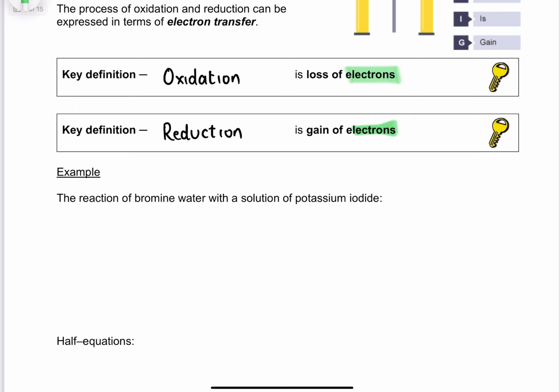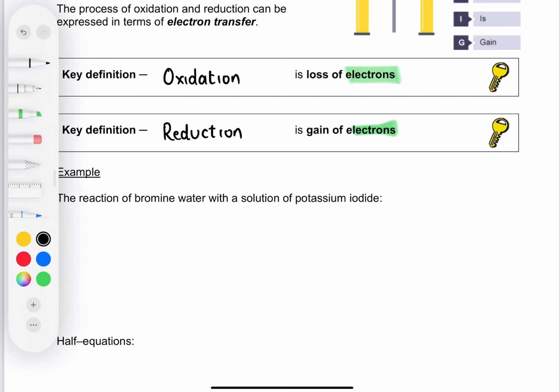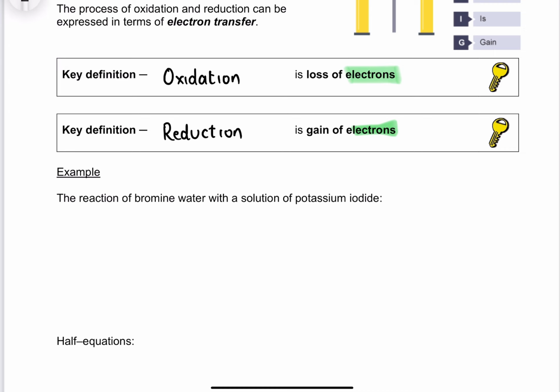And then it's asking us to do an example of a reaction between bromine water with a solution of potassium iodide. So it'd be worth pausing the video and having a go at writing down this reaction between bromine water and potassium iodide.